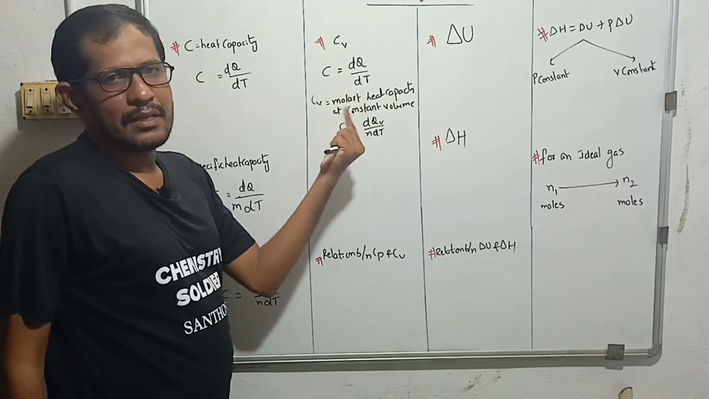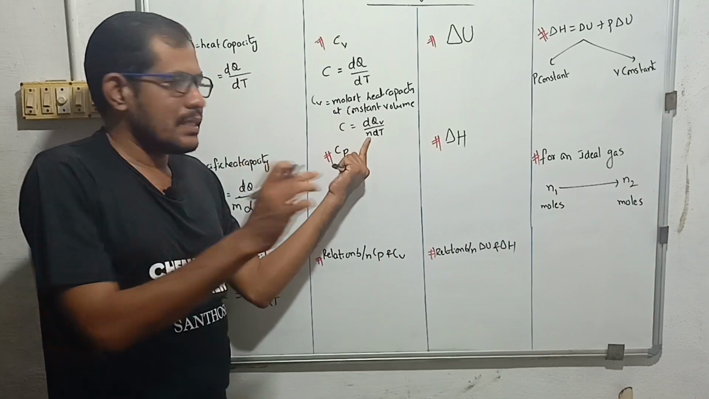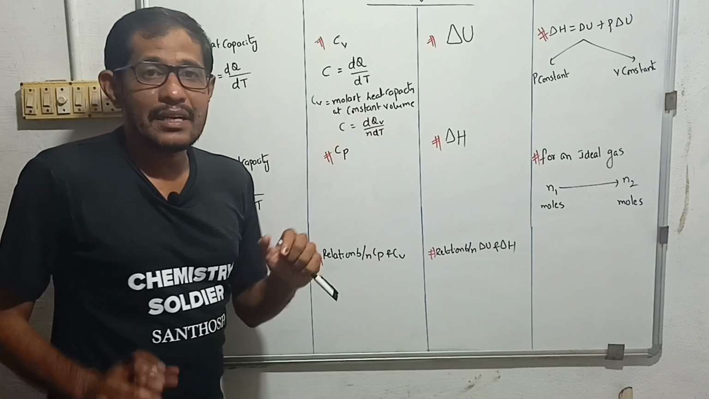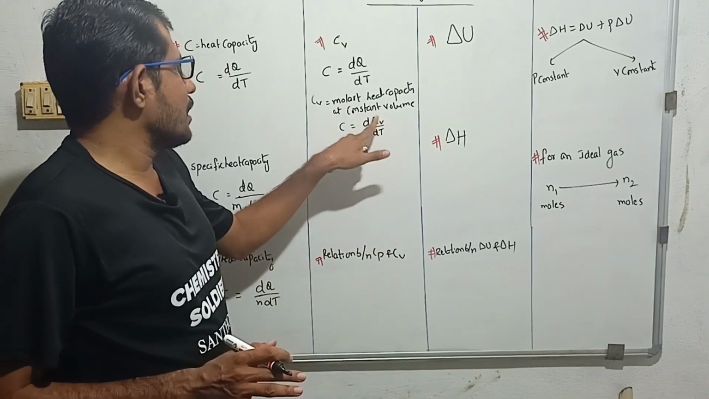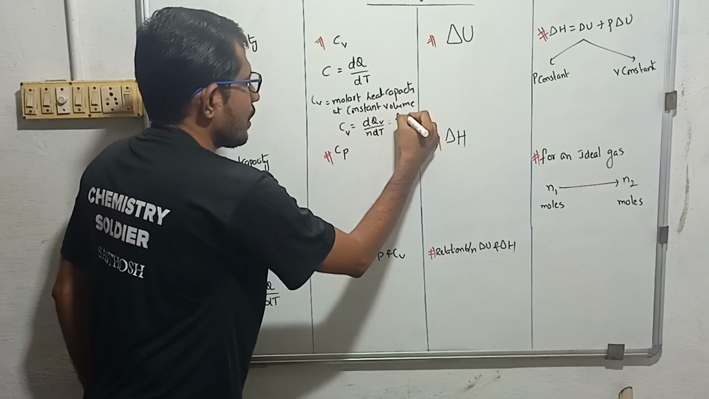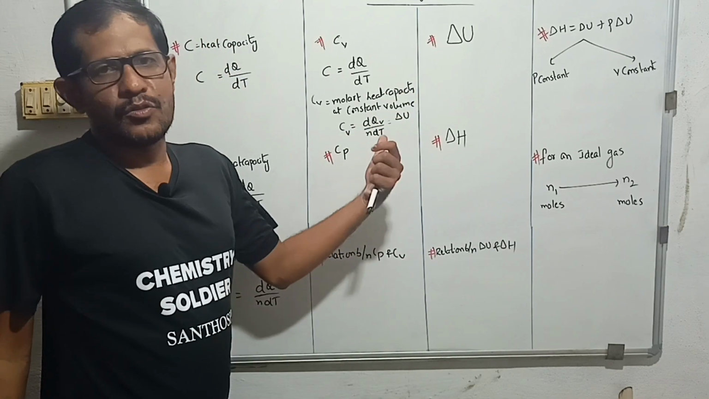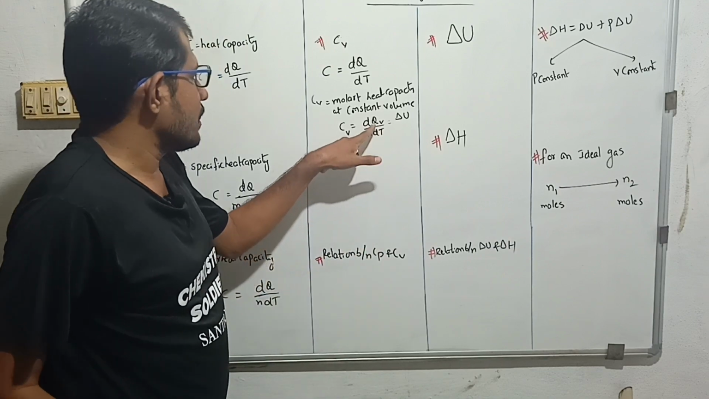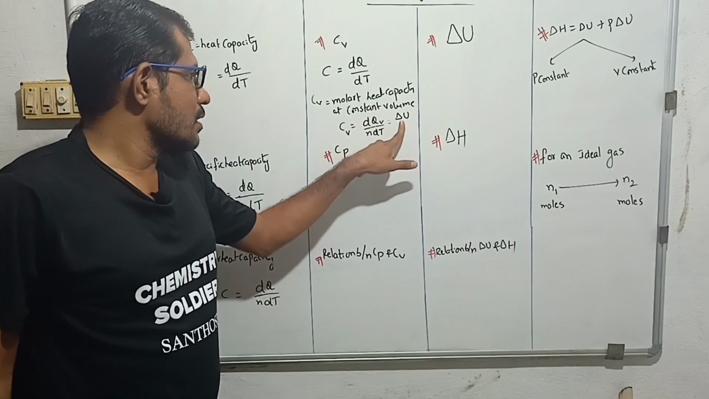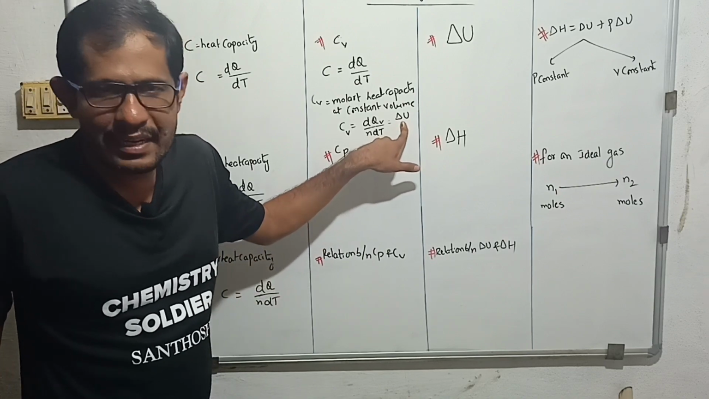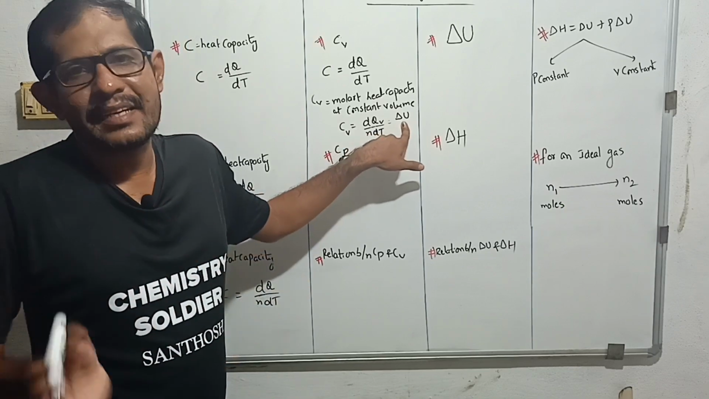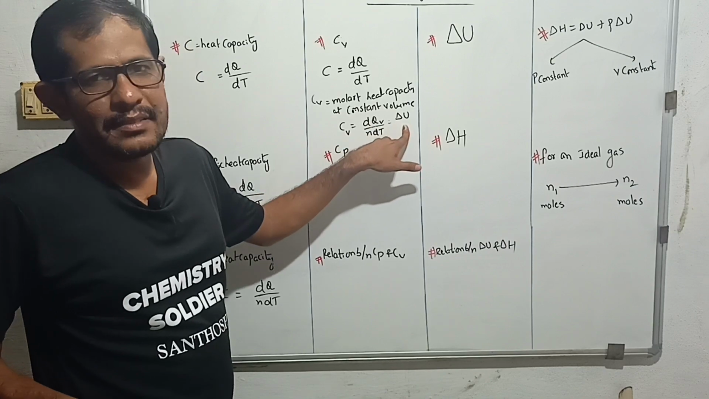First write the formula like this. Molar heat capacity means mole, that means n, which is why I am putting n here. I put dQV because they are mentioning molar heat capacity at constant volume. The change of heat at constant volume is the change in internal energy, so this dQV we can write as dU.